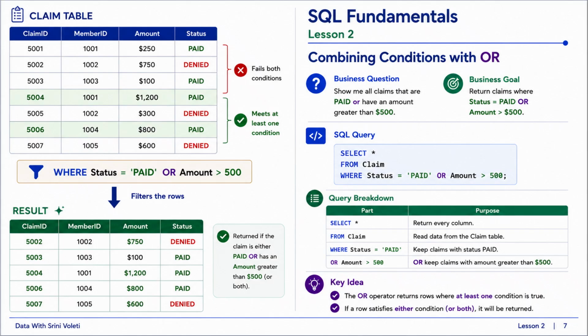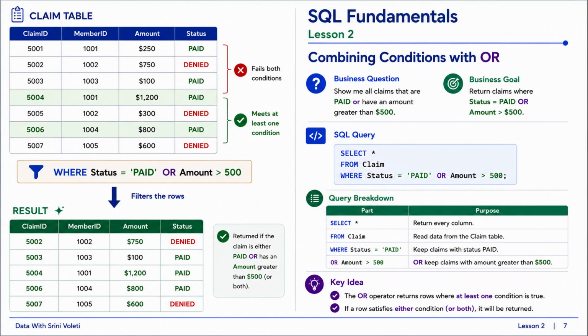Imagine your manager asks the following question. Show me all claims that are paid or have an amount greater than $500. Notice that word OR. Unlike AND, the OR operator is much more flexible. A row only needs to satisfy one of these conditions to be included in the results. Let's walk through the claim table together.